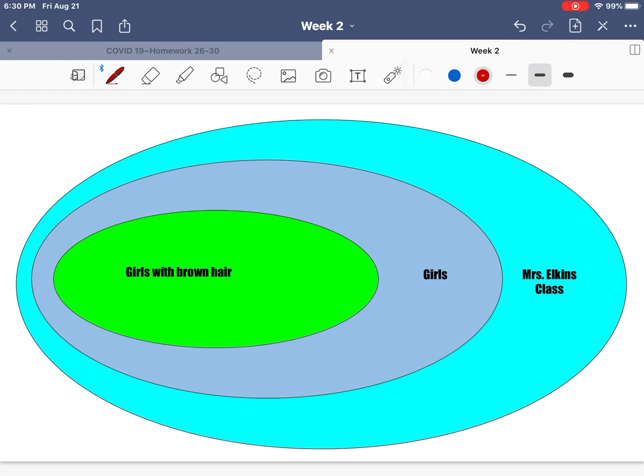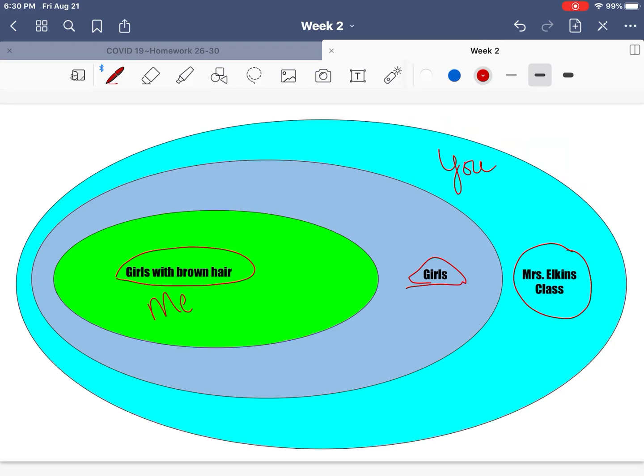This one's not going to apply so much to you because you're not actually in my classroom right now. But if we were to say all the people that are in Miss Elkins' class, you would be one of them. Okay? If you are a girl, you would fit inside in the girls category. And even more specific, if you're a girl with brown hair, you would fit in the very center of girls with brown hair. I myself am a girl with brown hair, so I would fit here. Maybe you're a girl with brown hair and you would fit there as well.